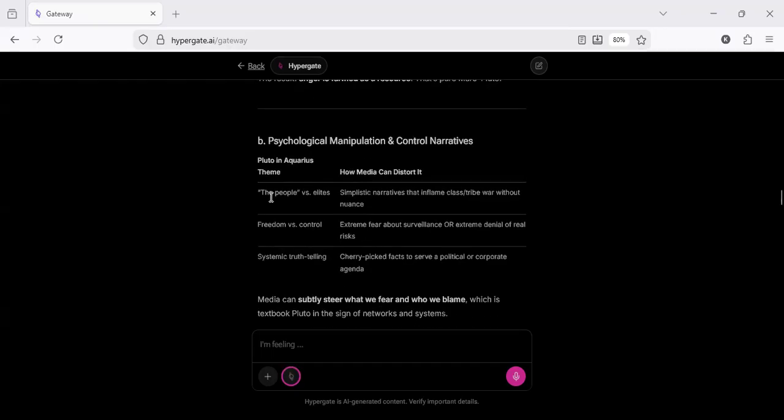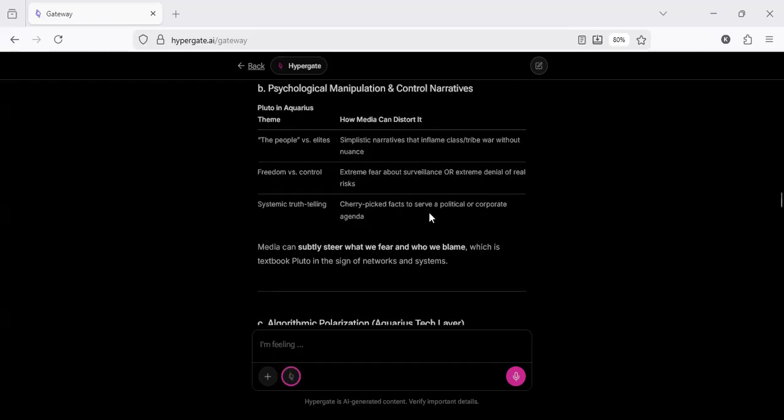Here are some Pluto and Aquarius themes. The people versus elites: simplistic narratives that inflame class or tribe, war without nuance. Freedom versus control: extreme fear about surveillance or extreme denial of real risks. It can go pie in the sky either way. You're totally fearful, or you just say, nah. We go totally white pill, totally black pill. All right, systemic truth telling: cherry-picking facts to serve a political or corporate agenda. Oh yeah, that's huge.